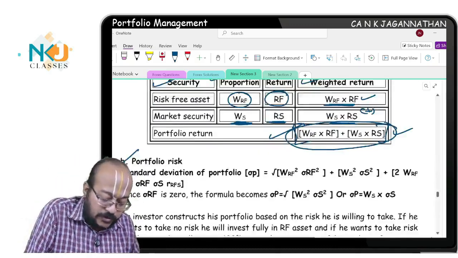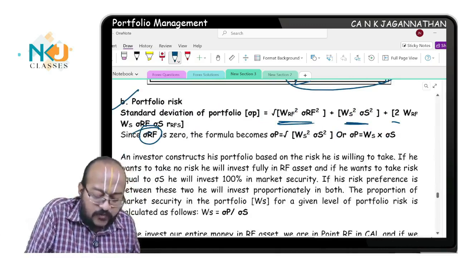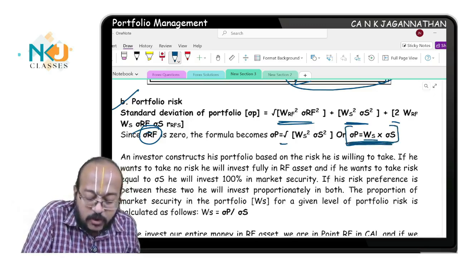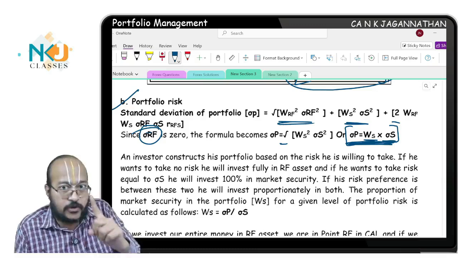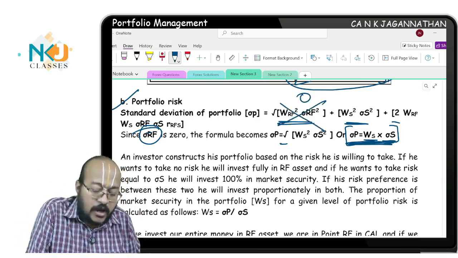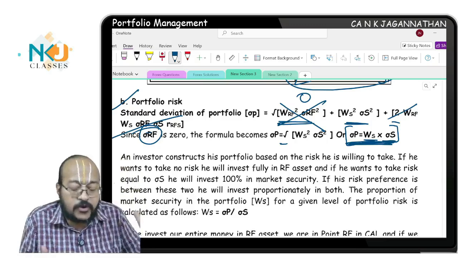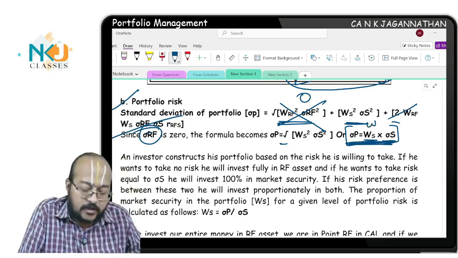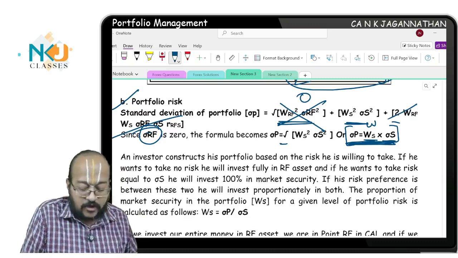Now come to portfolio risk. The entire portfolio risk formula I have given. Since sigma RF is 0, the formula simplifies to WS sigma S, where WS is the weight of the risky security. The first portion also vanishes because sigma is 0, and the correlation is also 0. The entire 2AB portion also vanishes. Simply, portfolio risk becomes the weight of the risky security into the risk of the risky security, weight of S into sigma S. This is the simplified version. Are you all understanding?